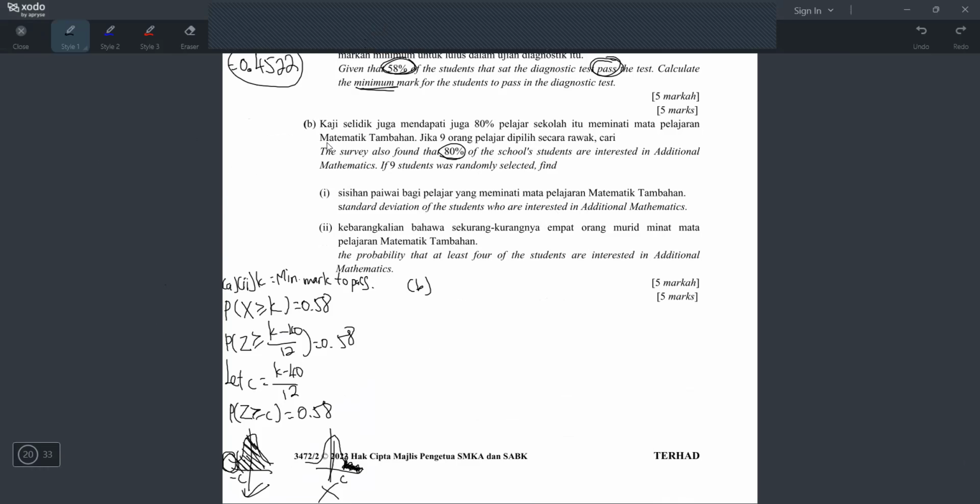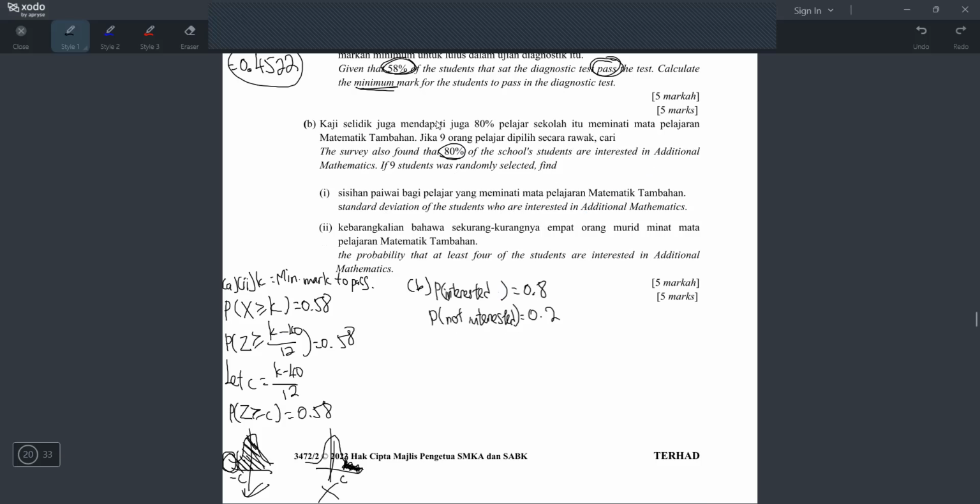And under binomial distribution, we will not be using the jadwal, right? So this 80% is the probability. Probability of something is 80%, which is 80 over 100, so 0.8. But probability of what? Interested in Addmaths. So I will just write interested. So what is the probability of not interested? It will be 1 minus 0.8, which is 0.2.